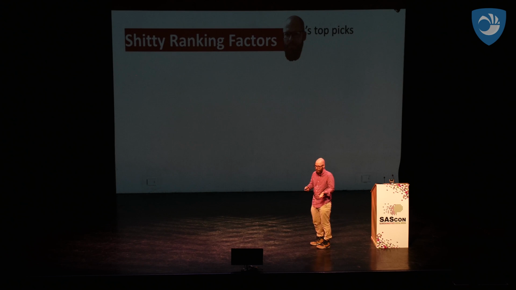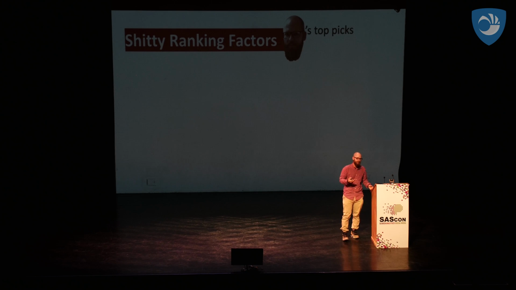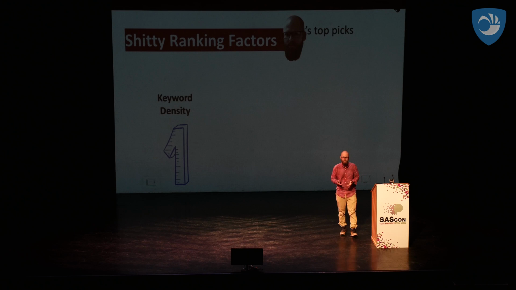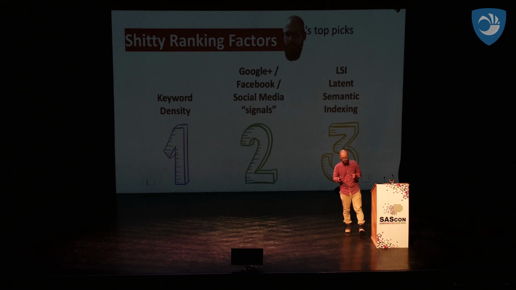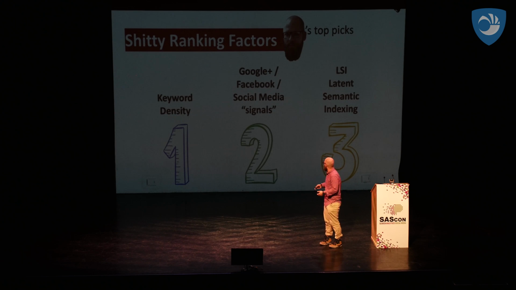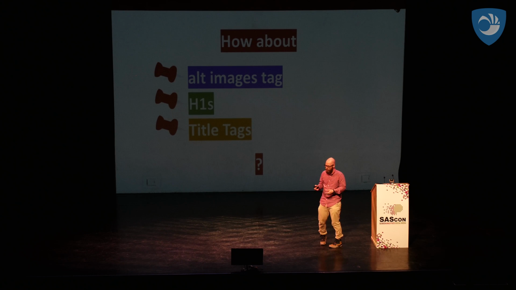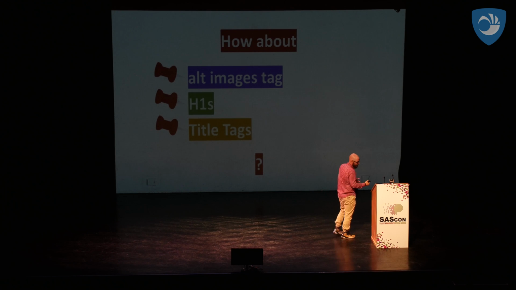But at the same time, if you look deeper in the ranking factors or the metrics that a lot of us optimize, some of them are really, really useless. Like keyword density was never part of Google's algorithm, the same as social media signals or latent semantic indexing, which was invented in like the 1950s or 60s and was never used by Google. And if we now look into some of the key factors we look at, like alt image tags, h1s, and title tags, some of them may actually not really matter anymore. So that gets really, really confusing.